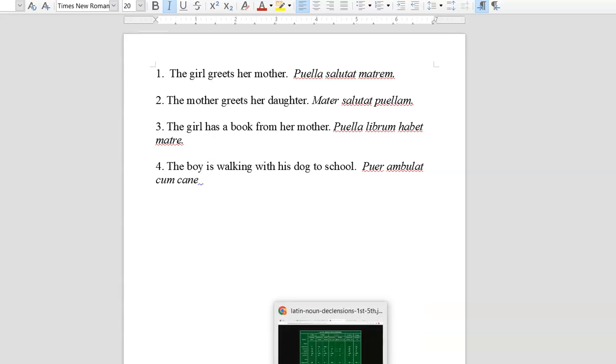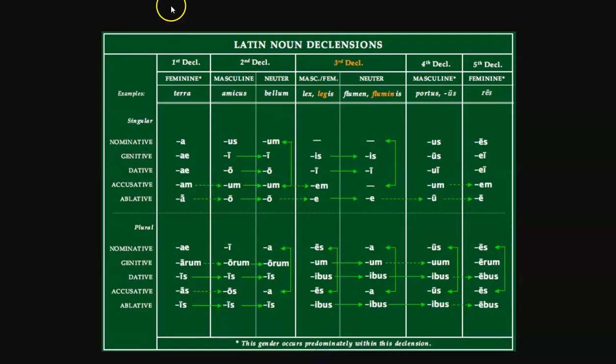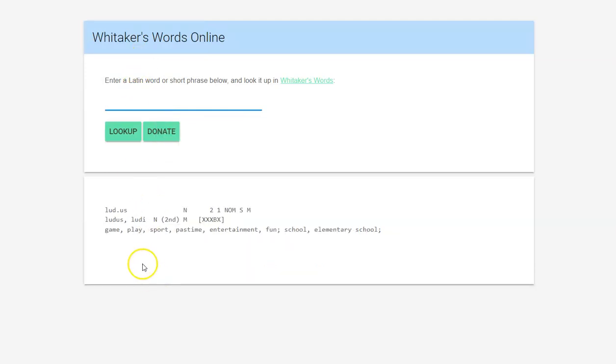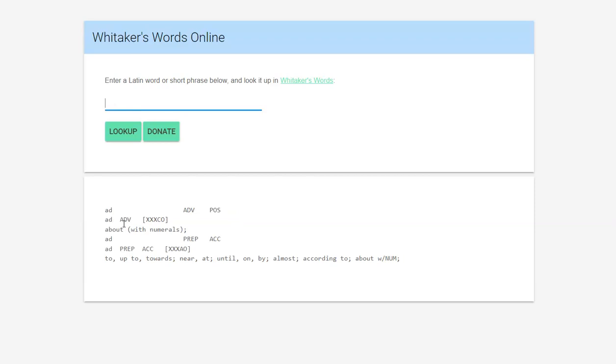Now school, there's a couple different options for school that you can use. You'll see that ludus is probably the most common. There is scola, but that's more of a medieval Renaissance idea, where we get the word scholastic. So let's just go with this. You can see that it is a neuter noun of the second declension, but when we use ad, you'll see that ad is always required to use the accusative.